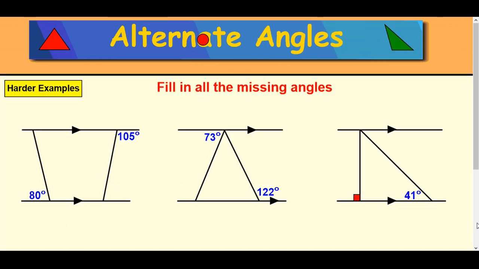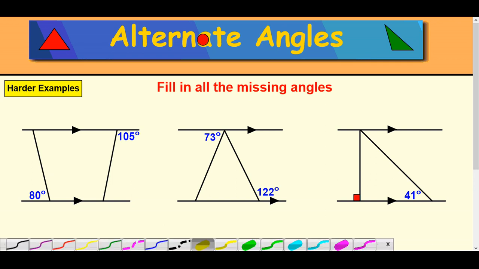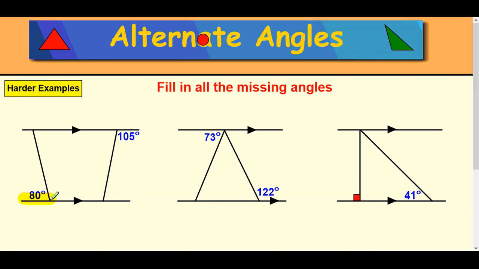Right, let's look at some harder ones to finish off. Okay, so the first one I'm going to look at is this one here. And I'm spotting my Z shape, which goes like that. Here's my Z shape there. So I'm thinking that's 80 there. Again, because these two angles here come to 180, I know that's going to be 100.